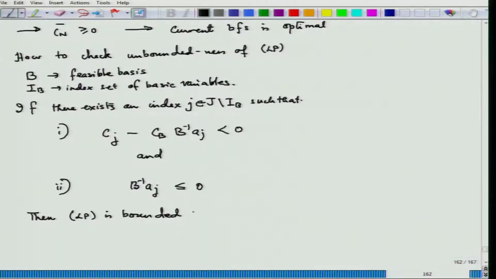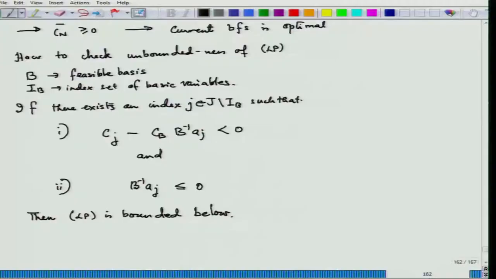This is a very, very important result. Just by looking at the problem data, you can tell whether a problem is unbounded just after you make one iteration. So, how do we go about proving this? Our next effort would be to prove this.